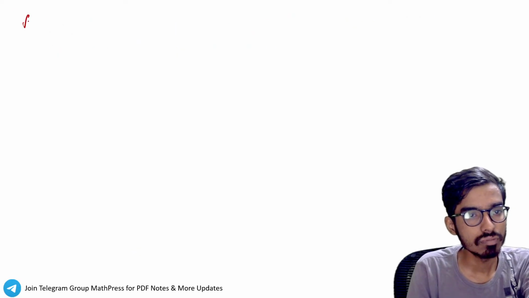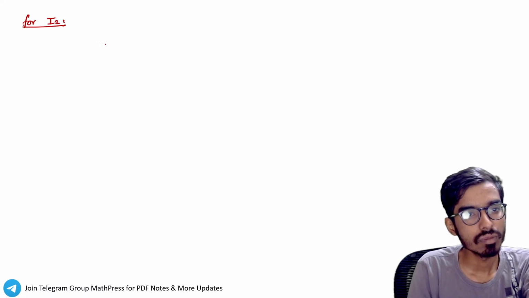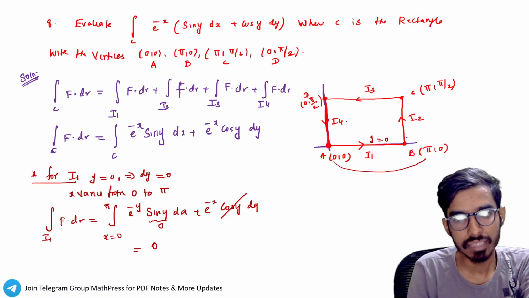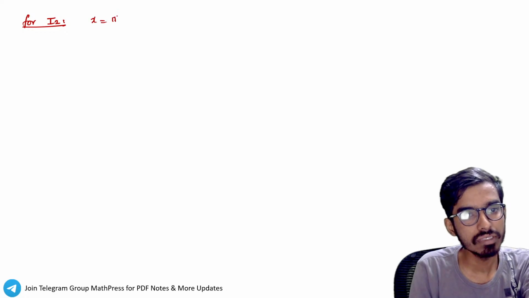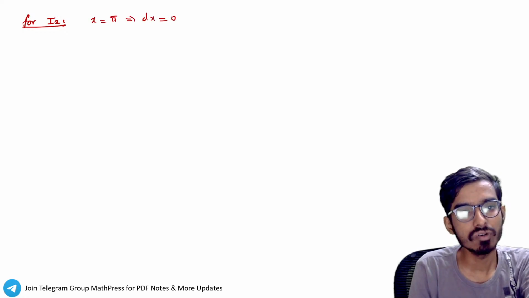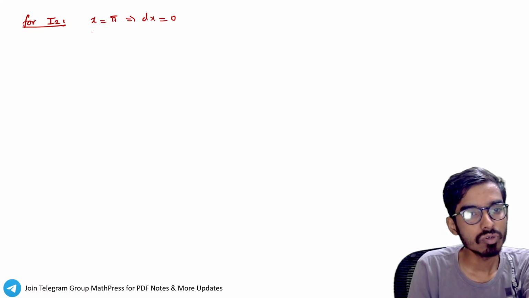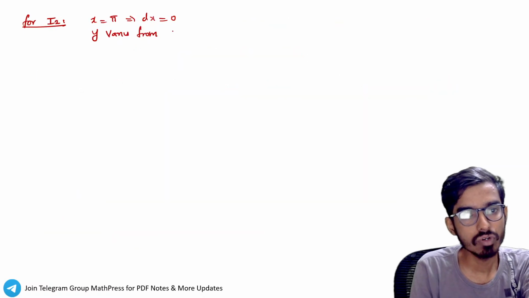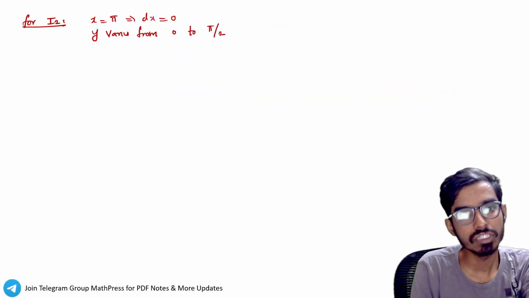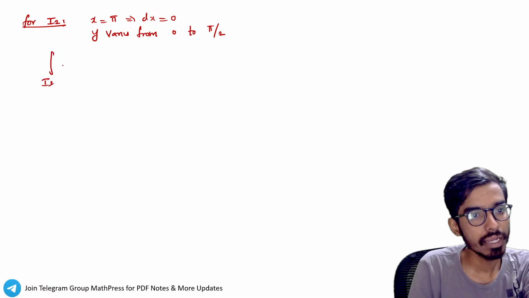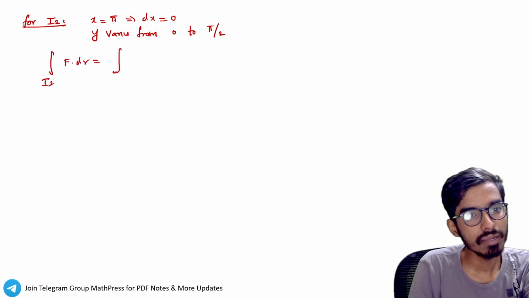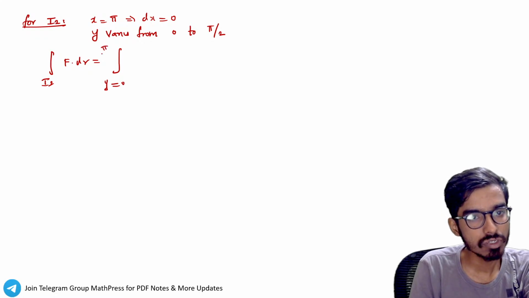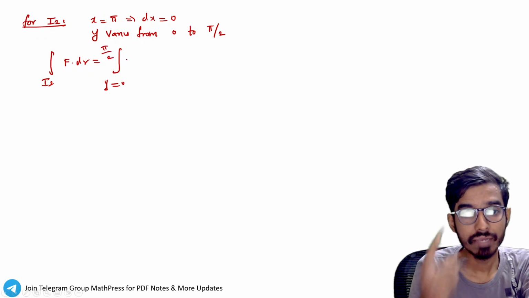Now for I2, you can see this is the line x is equal to pi, right? And y varies from 0 to pi by 2. Here we have x is equal to pi, that means dx is 0 because pi is constant. So y varies from 0 to pi by 2. Therefore, the integral over I2 of f dot dr will be with y varying from 0 to pi by 2.